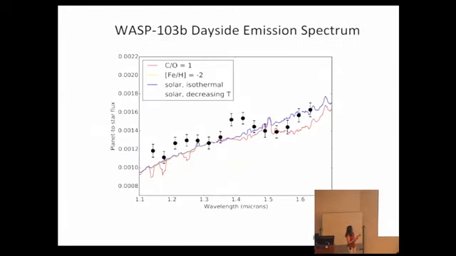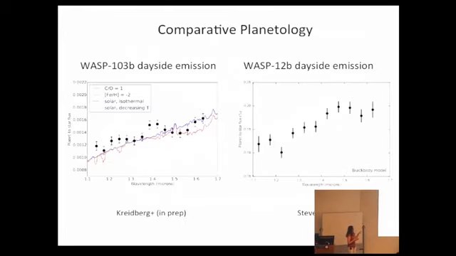So, wait, skip that. And the last thing, okay, so here we go. Here's WASP-103, here's WASP-12. What I hope to be able to do this summer is compare the thermal structure of WASP-103's atmosphere and use that to predict what the temperature pressure profile should be for WASP-12, to see whether we can start to reconcile the disagreement in the results between the transmission spectrum and the day-side emission spectrum for this planet.